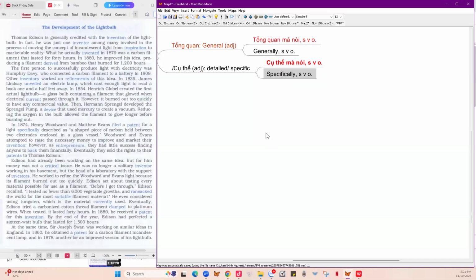Người phát minh ra cái bóng đèn tròn là Thomas Edison. So what is the word người phát minh in English? Inventor. Thomas Edison, người phát minh ra bóng đèn tròn, được tuyên dương với sự phát minh của anh ấy. How do you say this in English? Thomas Edison, người phát minh ra bóng đèn tròn, được tuyên dương.